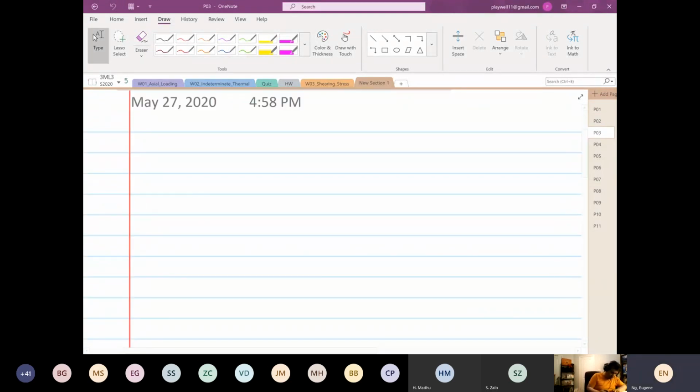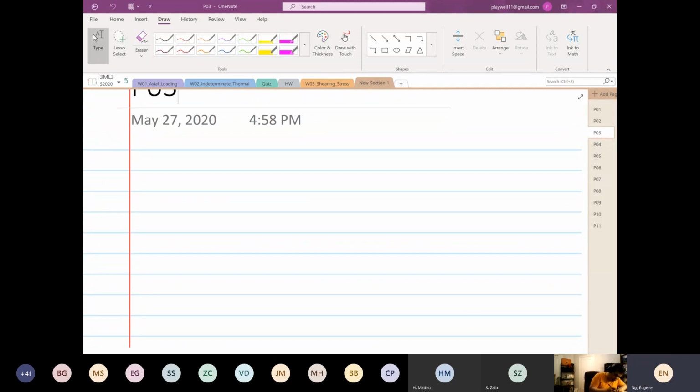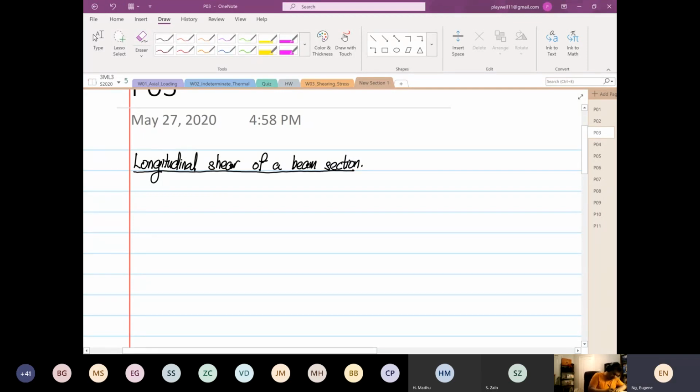So the next section is longitudinal shear of a beam section. So when do we apply this analysis? Okay, when do we apply this analysis? So it's to analyze.